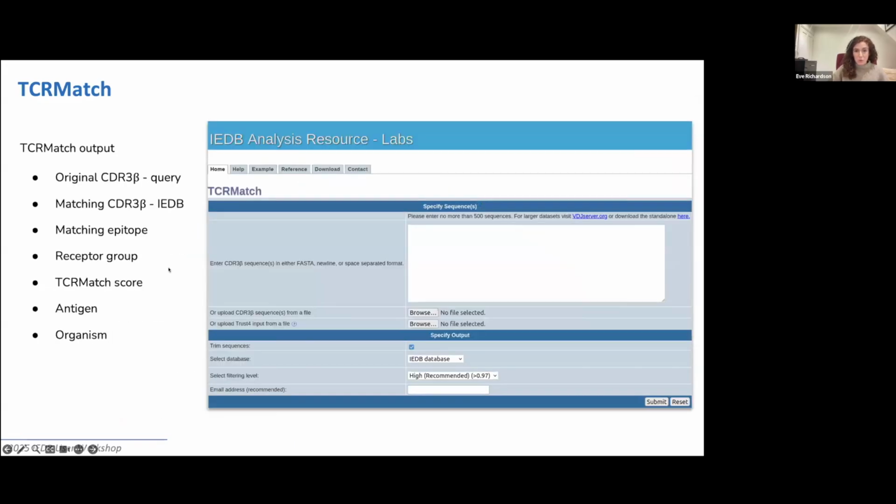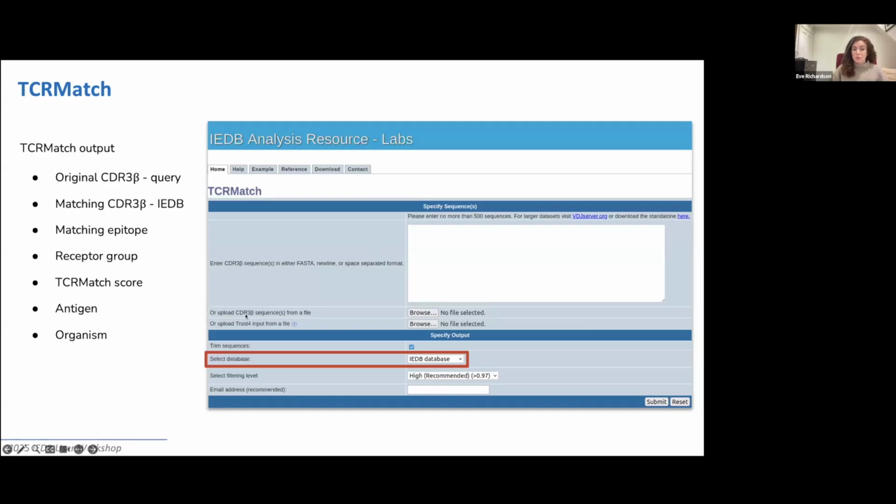So hopefully you understand a bit more about how TCRMatch actually works. Now I'll just show you what the website looks like in terms of the input and the output. For the input, you can put your CDR3 beta sequences in as either a FASTA file, new line separated, or a space separated format in this box. If you have too many, or it's more convenient to use a file, you can upload a file, although that can't be larger than 500 sequences due to the computational cost associated with TCRMatch.